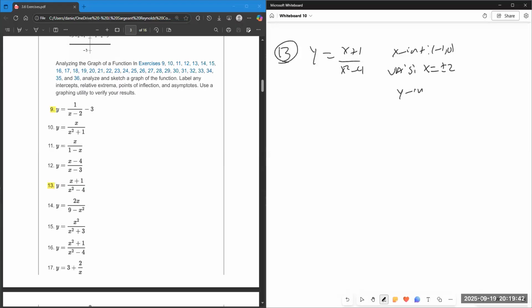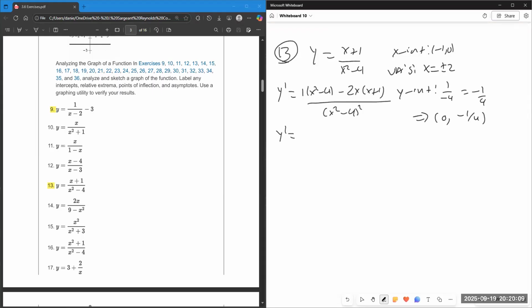Y-intercept is going to be 1 over -4, -1/4. So that gives me the point (0, -1/4). Y prime is derivative of the top times the bottom minus derivative of the bottom times the top, all over the bottom squared.